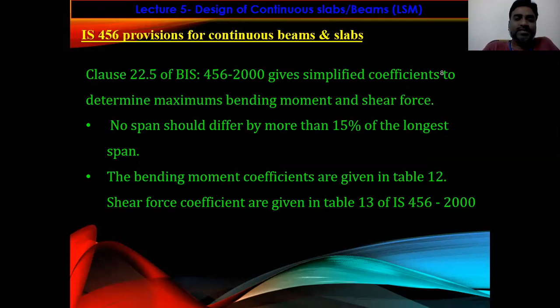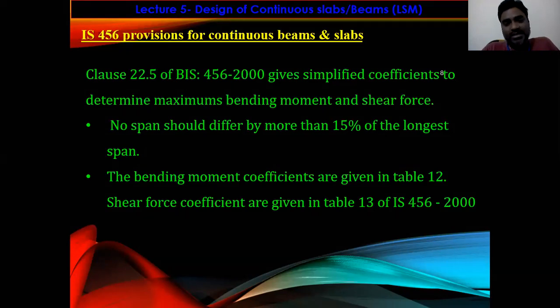So what happens when you apply the load at any part of the span? There is some effect on other spans also, right? So that is why there is a distribution. When you apply the load in this span, some part of the load will transfer to the other span. So there is always some distribution because it is a monolithic construction, right?